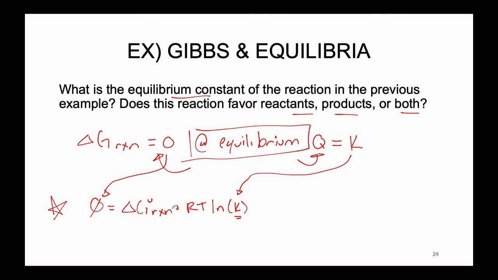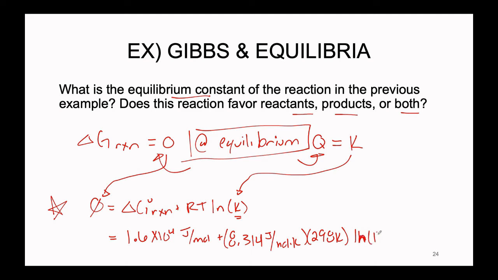All right, so let's insert the data from our previous example. This time I'm going to work through in joules. So we have 1.6 times 10 to the 4th joules per mole, just so we can see how both versions of this work out. But again, so long as your units are consistent, it doesn't really matter. Your R is going to be 8.314 joules per mole Kelvin. Temperature, we're going to assume that we haven't changed it since the temperature was not stated to change. And last but not least, we have a natural log of K. And all of this is going to be equal to 0.